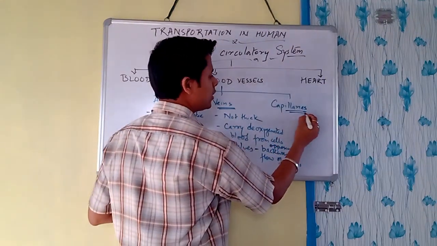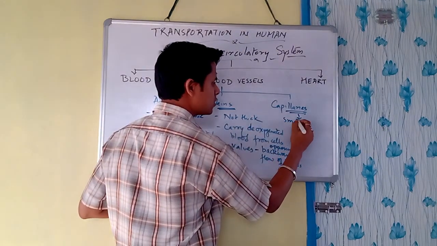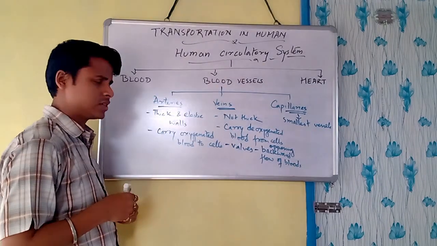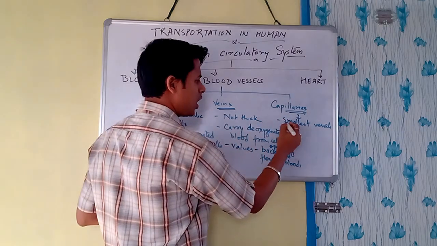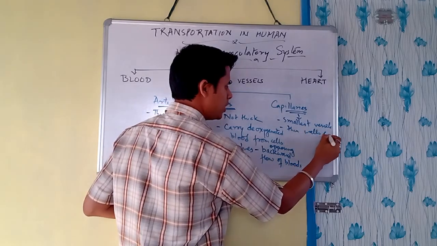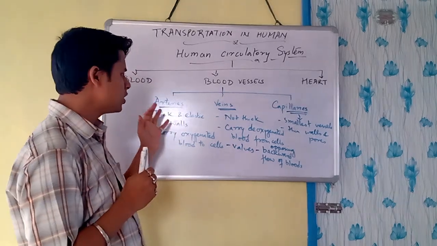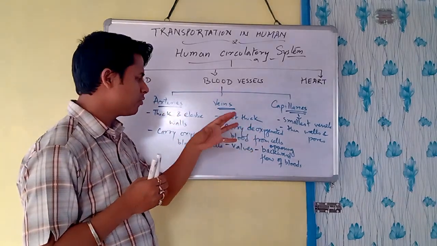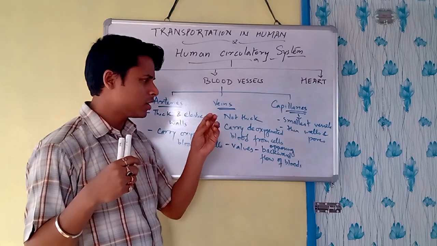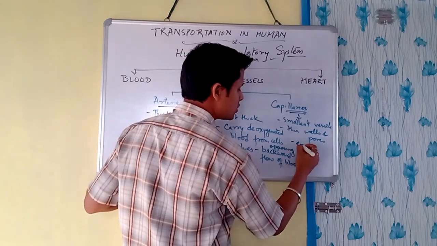Now the case of capillaries. Capillaries are the smallest vessels. These smallest vessels have thin walls and pores. Why thin walls and pores? When the arteries go near the cells, they get divided and become very thin-walled with pores, due to which the exchange of materials takes place.